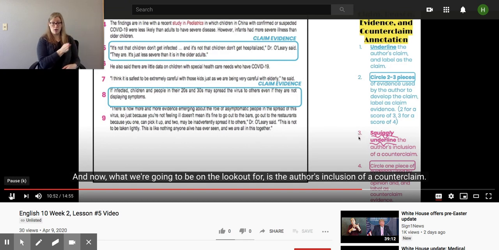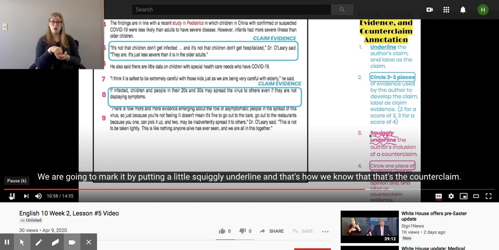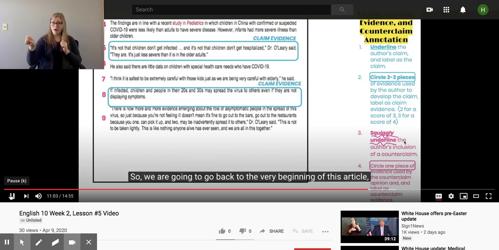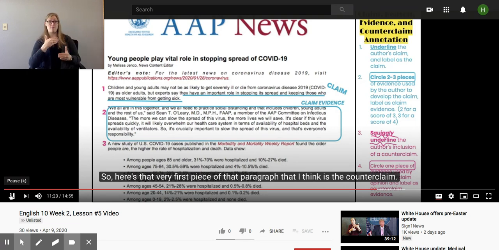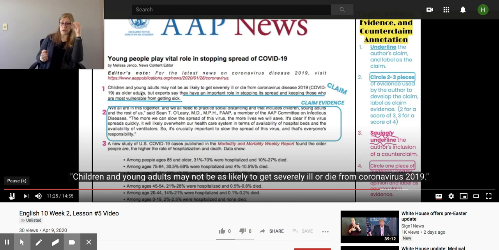And now what we're going to be on the lookout for is the author's inclusion of a counterclaim. And we are going to mark it by putting a little squiggly underline, and that's how we know that that's the counterclaim. So we're going to go back to the very beginning of this article, and I notice it in that very first paragraph, there was an inclusion of a counterclaim. Remember, it's the opposite, right? The opposite opinion of the claim. So here's that very first piece of that paragraph that I think is the counterclaim. Children and young adults may not be as likely to get severely ill or die from coronavirus 2019.